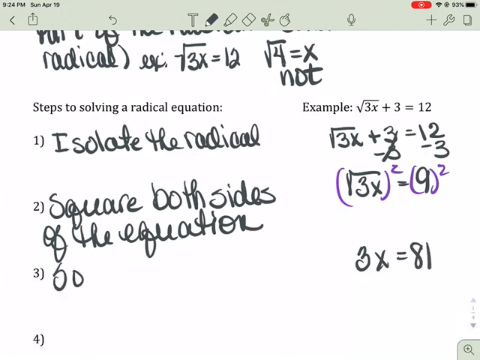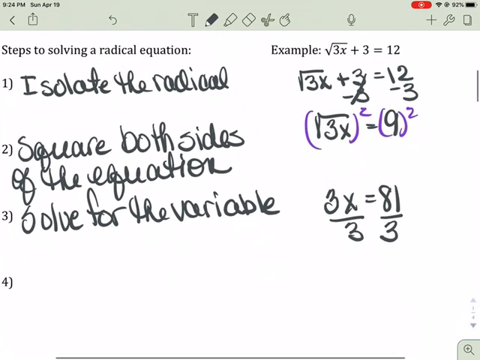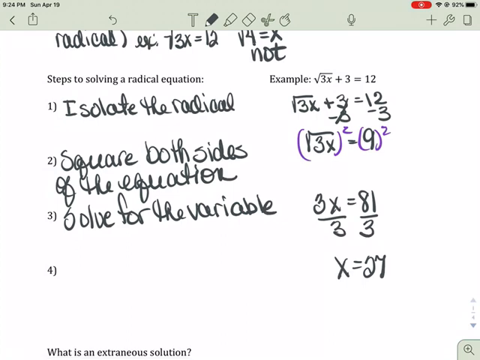All right, now you're just going to solve for the variable. In this case, we're going to divide both sides by 3. And we're going to get x is equal to 27. All right, but we're not done. Because we've changed the equation and created an equivalent equation by squaring both sides of the equation, we always check your solution.